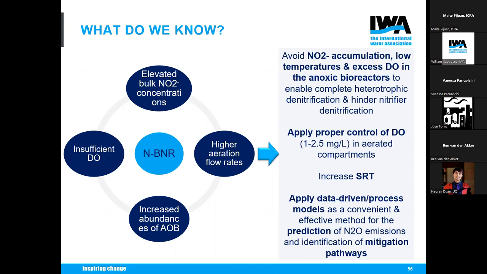The knowledge on what triggers emissions has resulted in the development of mitigation strategies related to the control of ammonia oxidation rates, the modification of the control of dissolved oxygen, improved understanding on the effect of the mixed liquor suspended solid concentration, and several other mitigation factors, as we saw in the slides in the previous presentations. We have also seen that the role of data in understanding and mitigation of emissions is very, very significant.